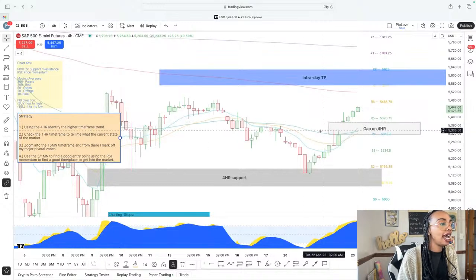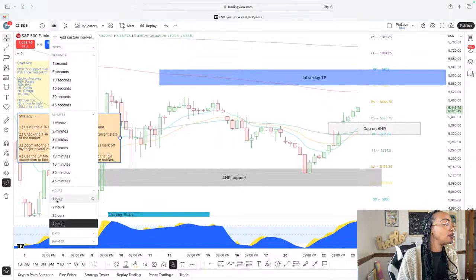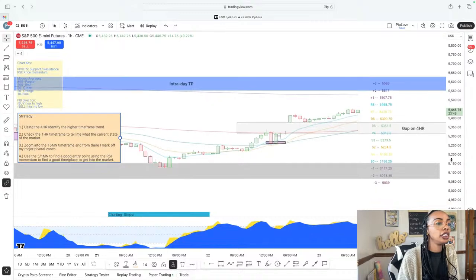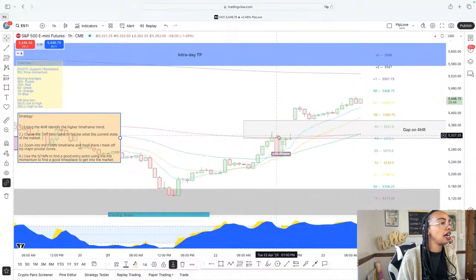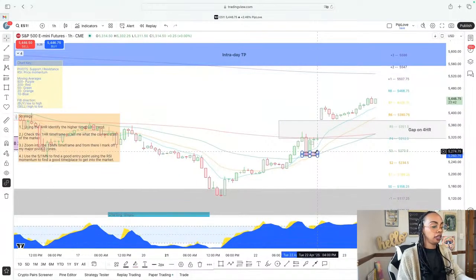We marked up our gap. We see that price is still holding in the support area. So let's go down to the 1-hour. So this is what's called a multiple time frame analysis.